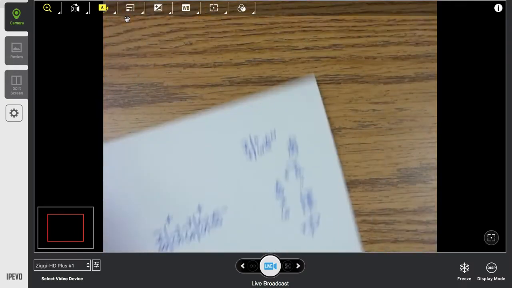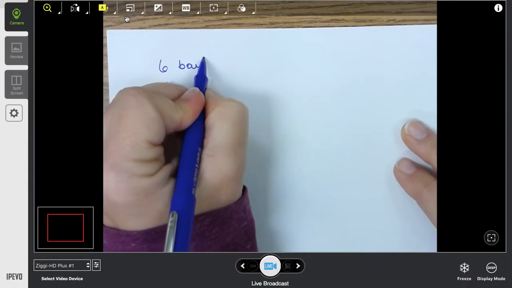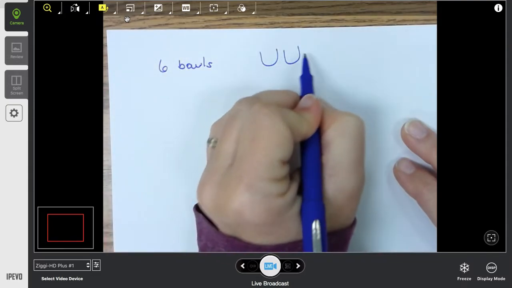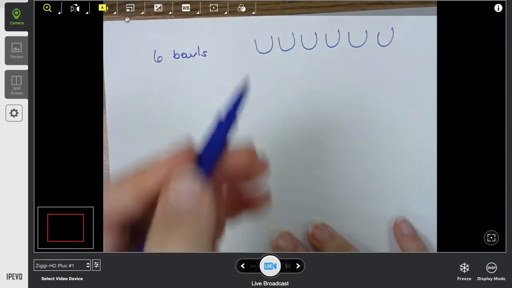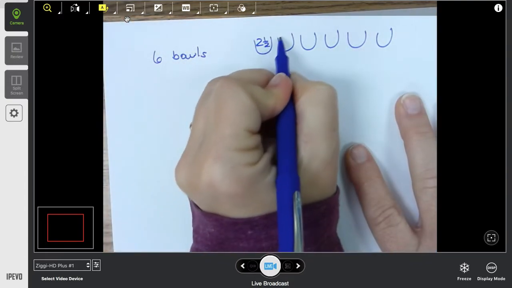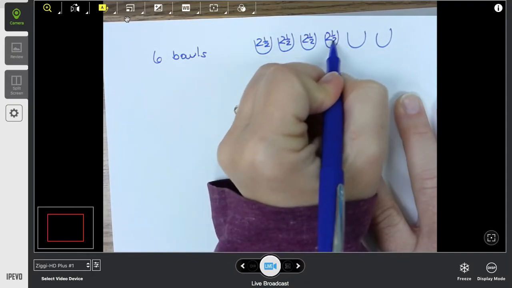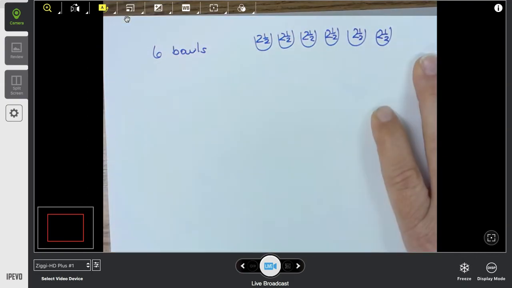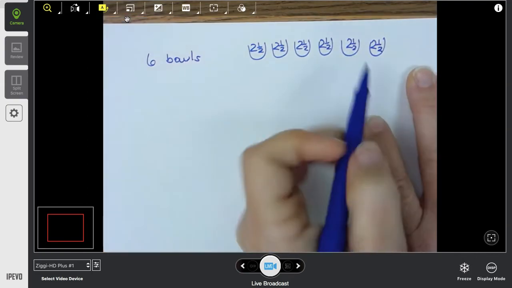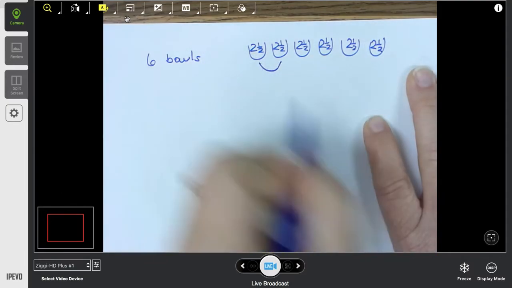All right, coming over here. Let me flip this around. There we go. So we know she has 6 bowls. 1, 2, 3, 4, 5, 6. There's my fancy bowls. We know each bowl has 2.5 gallons inside of it. There's my 2.5 gallons. So before we can convert the total amount, we have to figure out how much she has all together. So let's put these two together first.